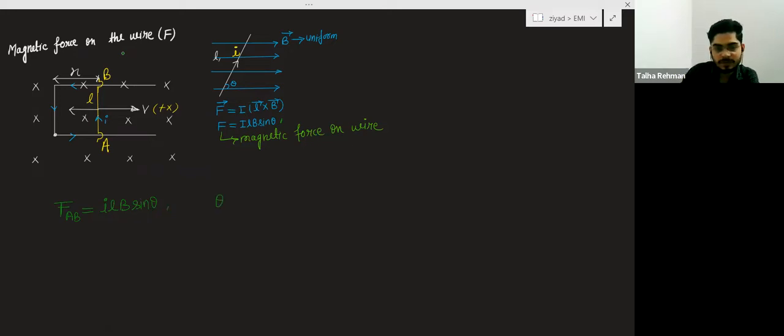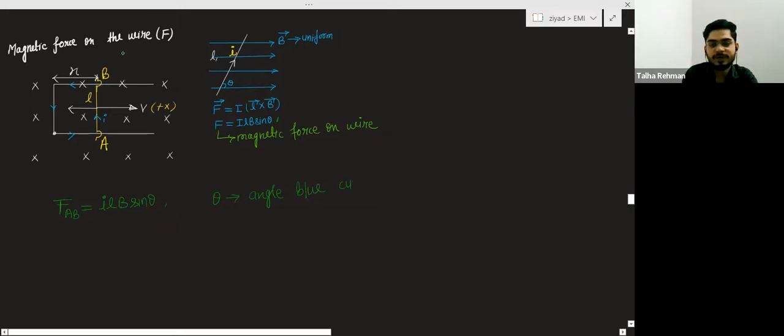What is theta? Angle between the current vector, you can say the length vector. It's better to write the length vector.